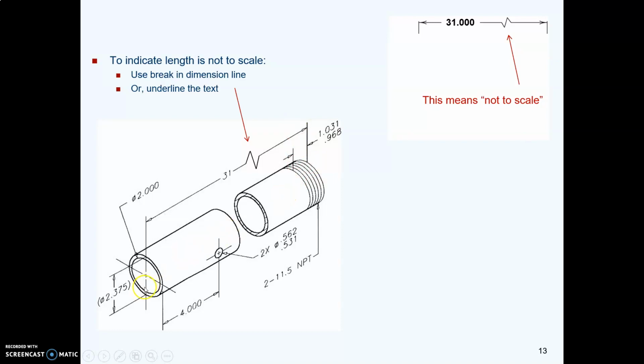Now, let's say you had a 31-inch long pipe and you put those squiggly break lines in it, and then you need to dimension the length of the pipe. You can dimension the length, but because you've broken the pipe, it's not really 31 inches long. So what you do is you put one of these jogs in your dimension line, and that means not to scale.